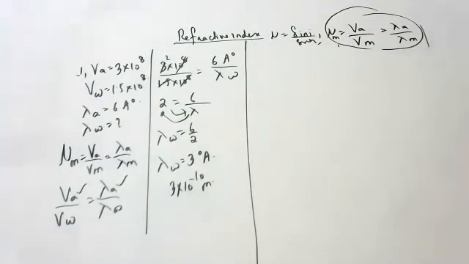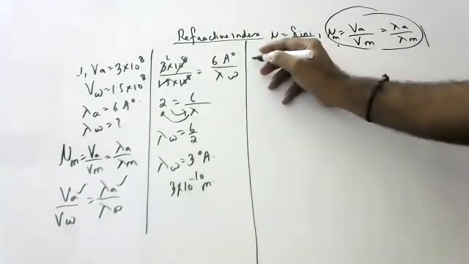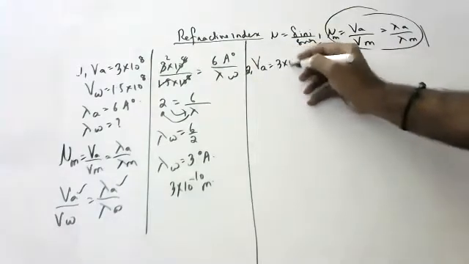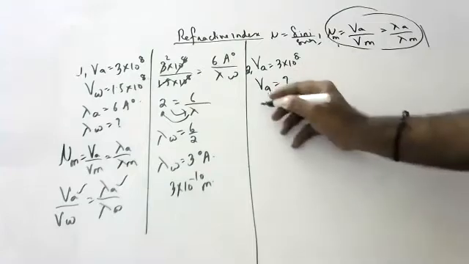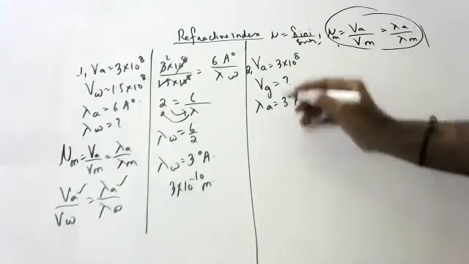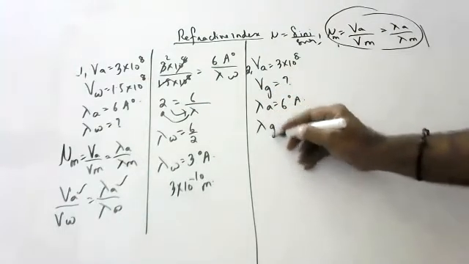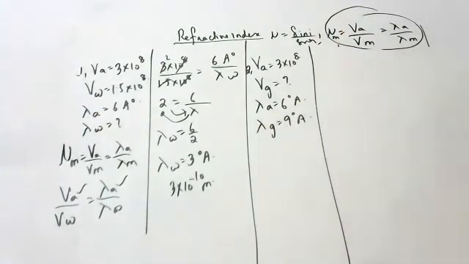Okay, one more question like this only. What is the velocity of light in air? It is 3 into 10 to the power of 8, you all know. Find the velocity of light in glass, if wavelength of light in air is 6 angstrom units and wavelength of light in glass is 9 angstrom units. Like this, same, children, same.